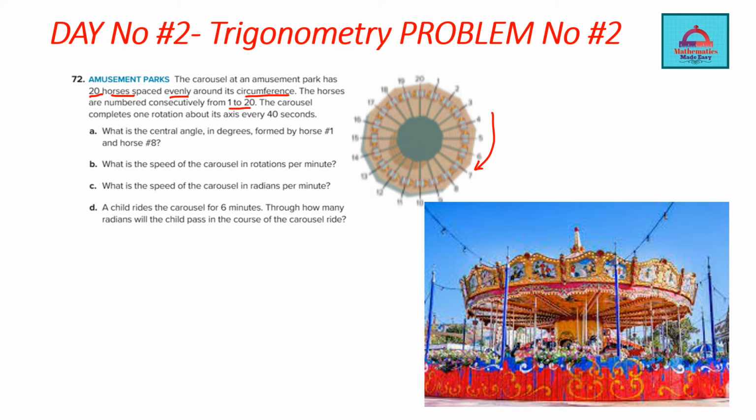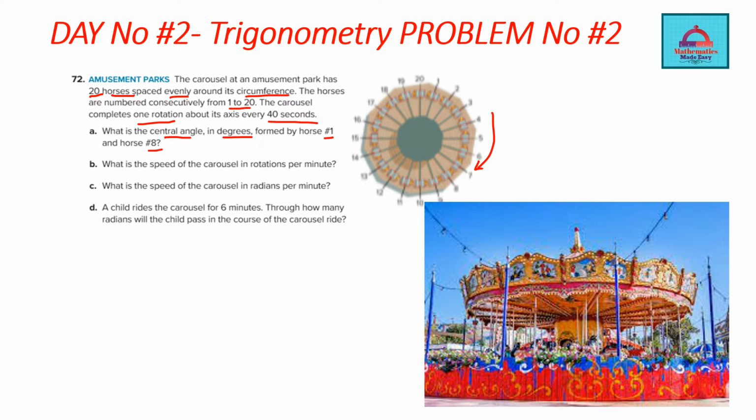It is given to you that the carousel completes one rotation about its axis every 40 seconds. So how much time is taken? 40 seconds is taken for one complete rotation of this ride. You have to find four things here. There are four parts, A, B, C, D. A part says, what is the central angle in degrees formed by the first horse and horse number 8?